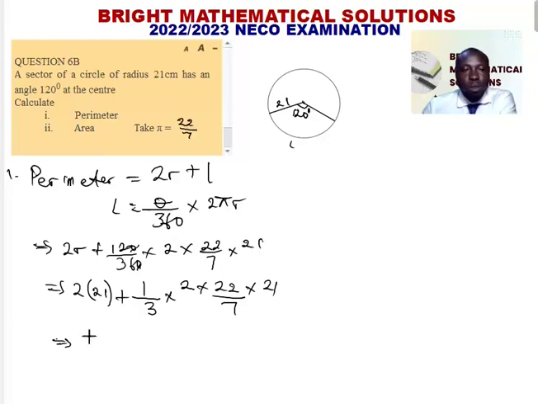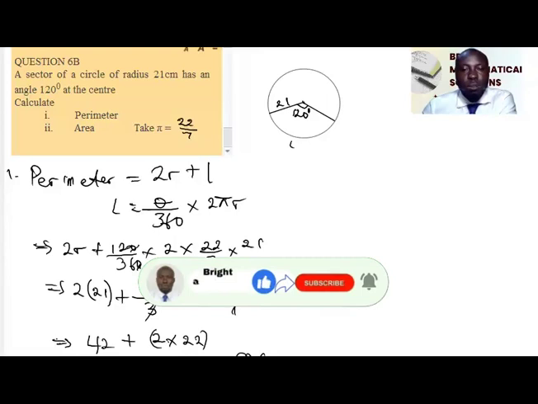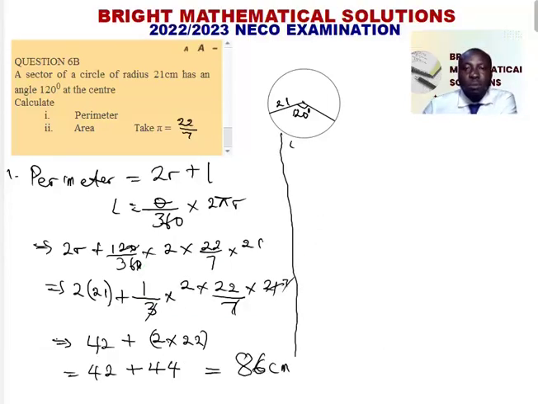So this becomes 42 plus, 3 here 1, 3 here 7, 7 here 1, 7 here 7. That is 2 multiplied by 22. So this becomes 42 plus 44. So this becomes 86 centimeters. So the perimeter is 86 centimeters.